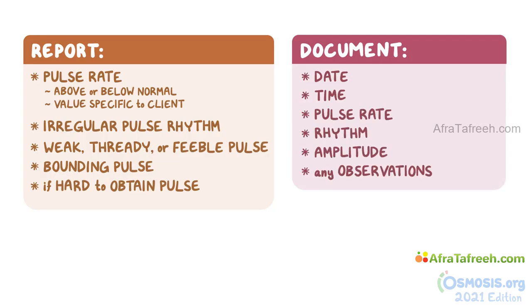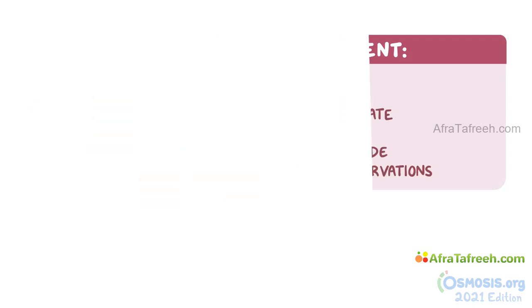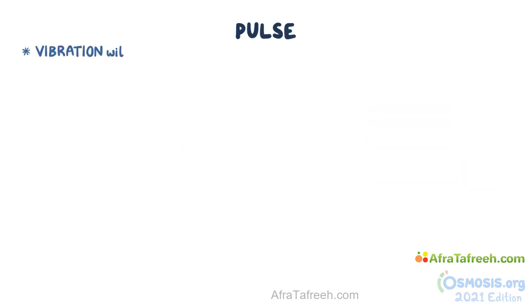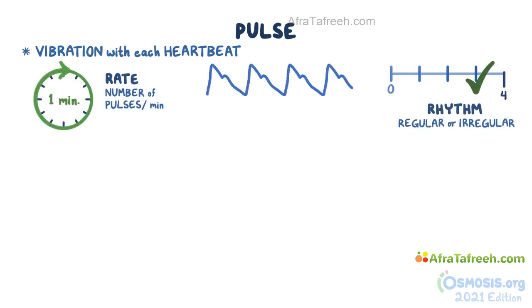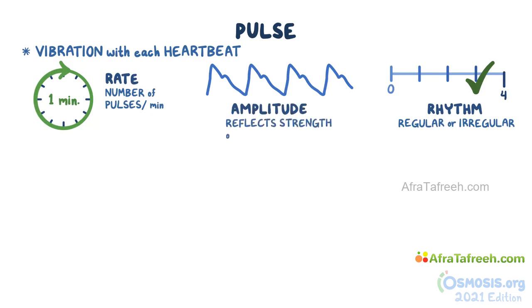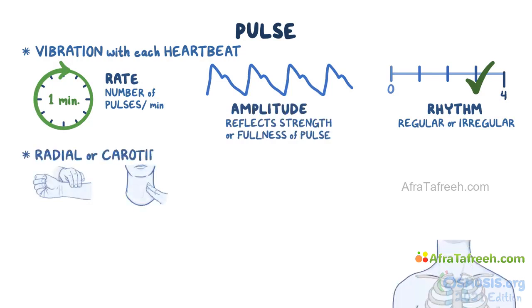Alright, as a quick recap, the pulse represents the vibration felt with each heartbeat over arteries near the surface of the body. It's characterized by a pulse rate, which is the number of pulses per minute, a pulse rhythm, which can be regular or irregular, and a pulse amplitude, which reflects the strength or fullness of the pulse. It is typically obtained by feeling the radial or the carotid artery.